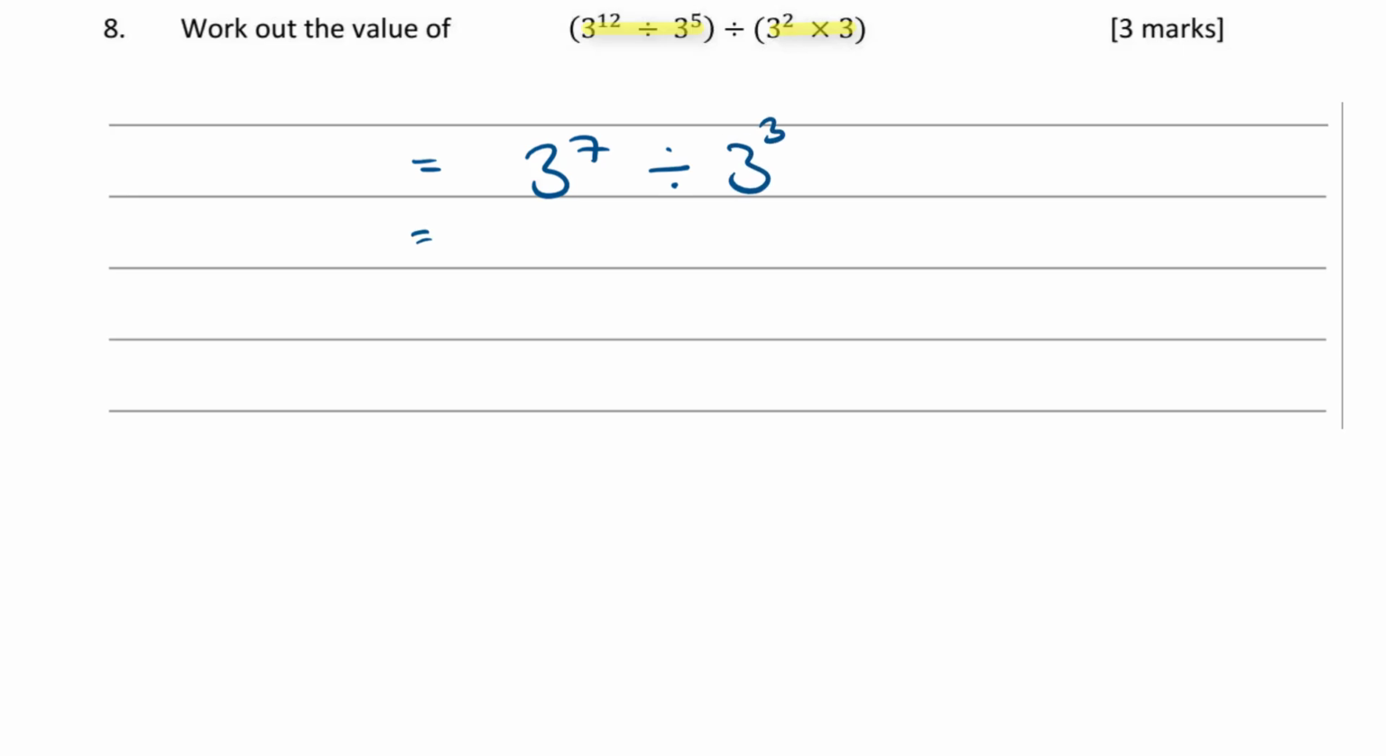Okay. Again, I've still got two numbers with the same base. I'm dividing this time, so I'm going to subtract the indices. 3 to the 7 divided by 3 to the 3 is going to be 3 to the power of 7 subtract 3, which is 3 to the power 4. Okay, 3 to the power 4. Do we have to actually work out the value? What is 3 to the power 4? That's 3 times 3 times 3 times 3, which is 3, 9, 27. 3 lots of 27 is 81. Okay, so my answer is 81.